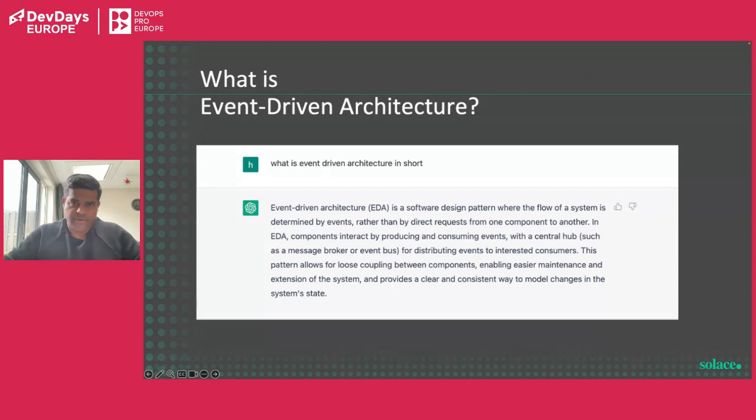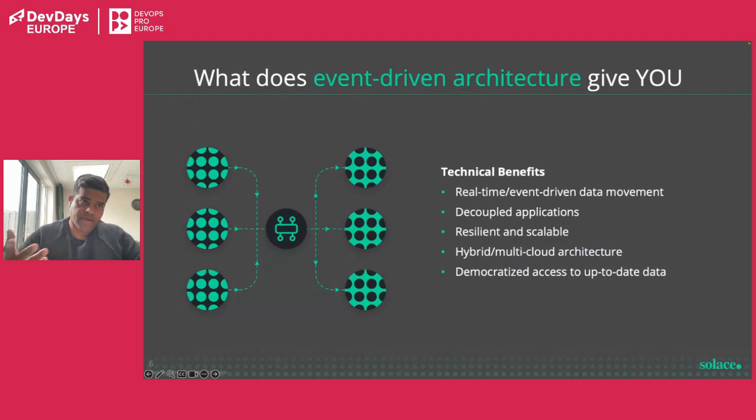So, what does event-driven architecture actually bring you as developers or architects or business stakeholders or CTOs? It brings real-time data-driven movement with decoupled applications, resilience, and scalability, which is implemented by design. It brings you a way to go into hybrid and multi-cloud architectures. And it brings about democratized access to up-to-date data.